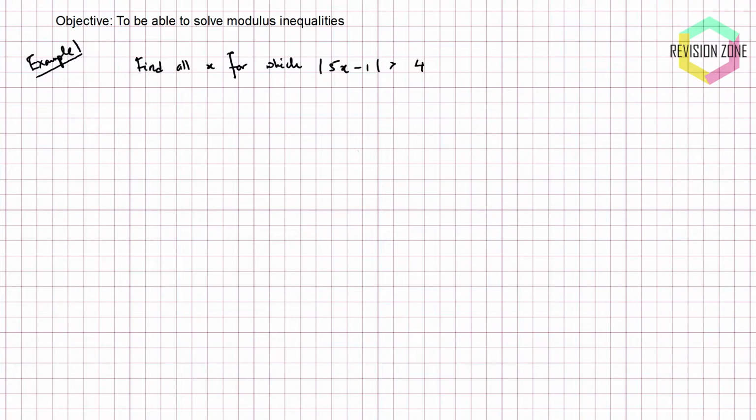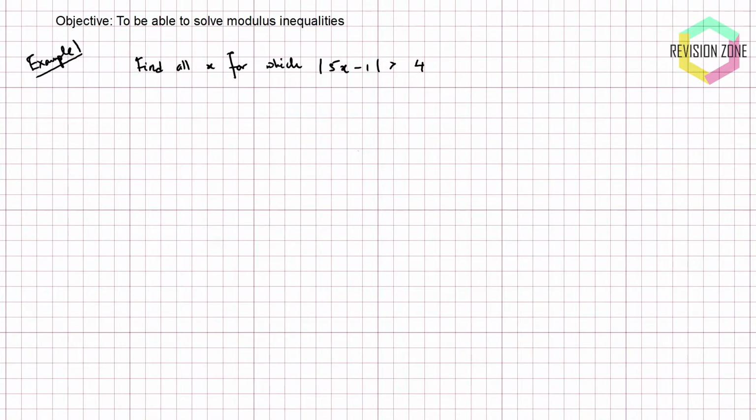So let's jump in. We want to solve this first example where we've got the modulus of 5x minus 1, and we want that to be always bigger than 4. Of course, that's not always going to be true, but we want to find all the values of x for which it is going to be true. So a good place to start would be to get a sketch of the modulus of 5x minus 1.